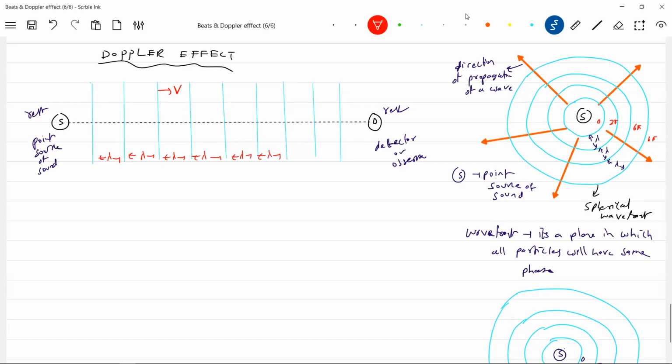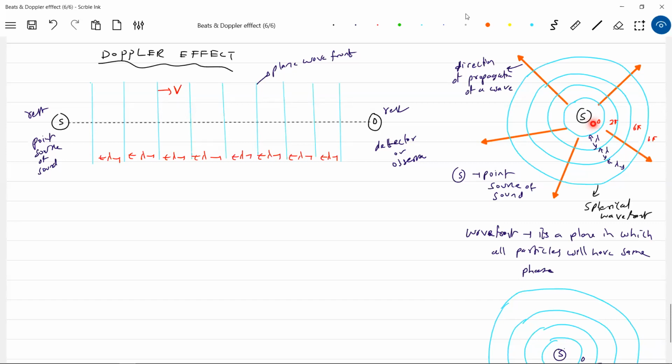Sorry, earlier you wrote concentric circles. Now what happened? You are putting parallel lines. This is a plane wavefront. When spherical, if you're nearby a point source, it is a spherical wavefront. If you're far away from the point source, then the wavefront will appear like a spherical one.